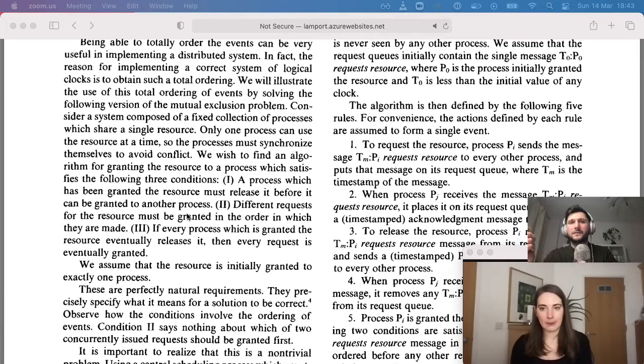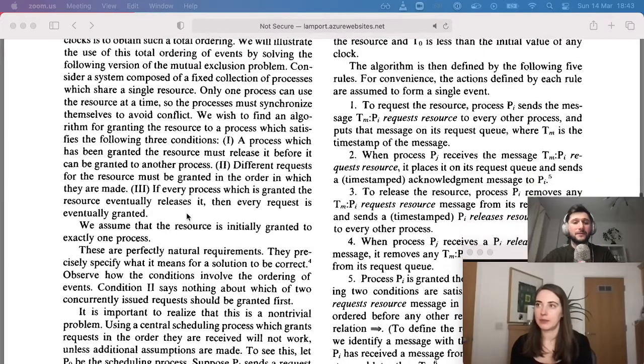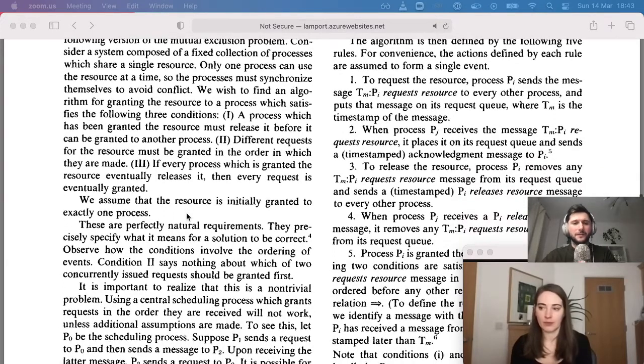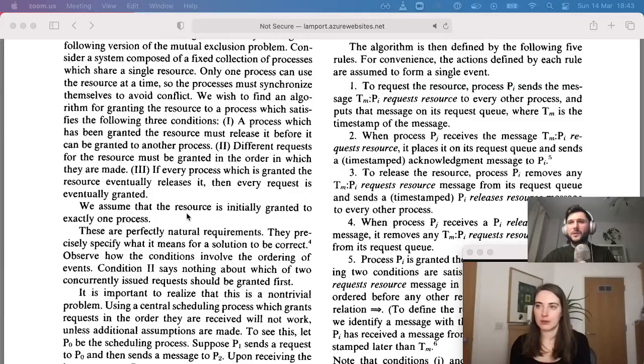So basically, if a process wants to access resources, it would do a total ordering of the events of the input queue, and then would access or not access that resource. And this is what I kind of like. He thinks of input queues and everything.